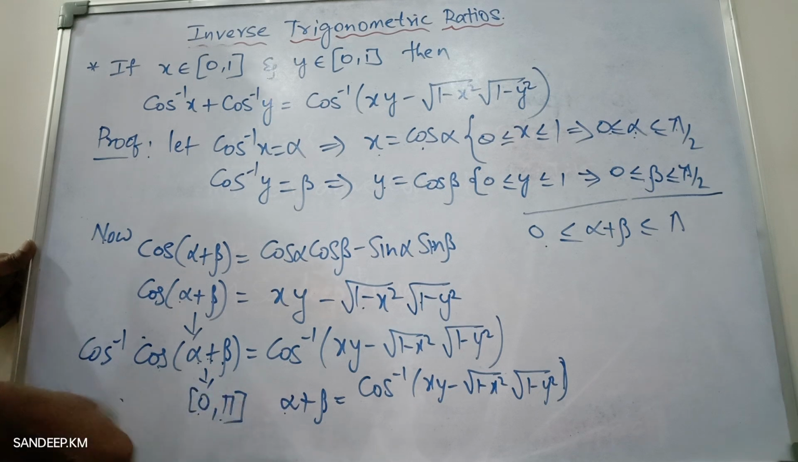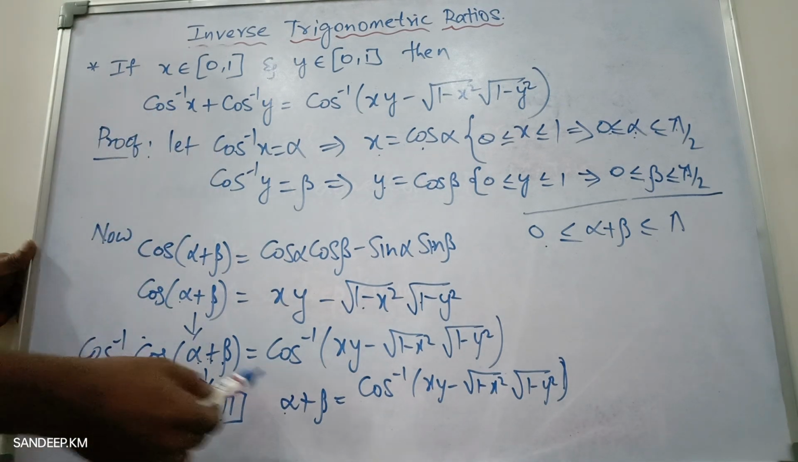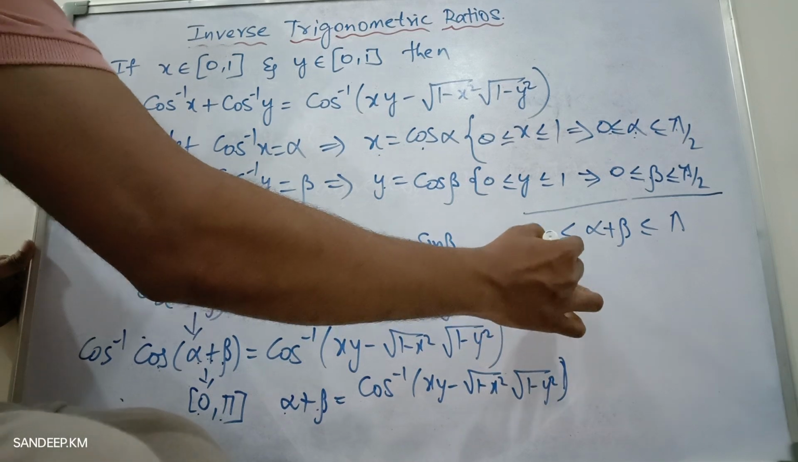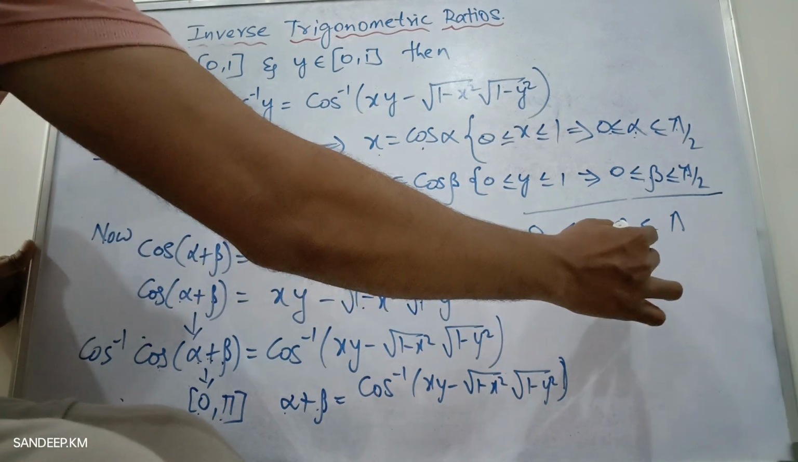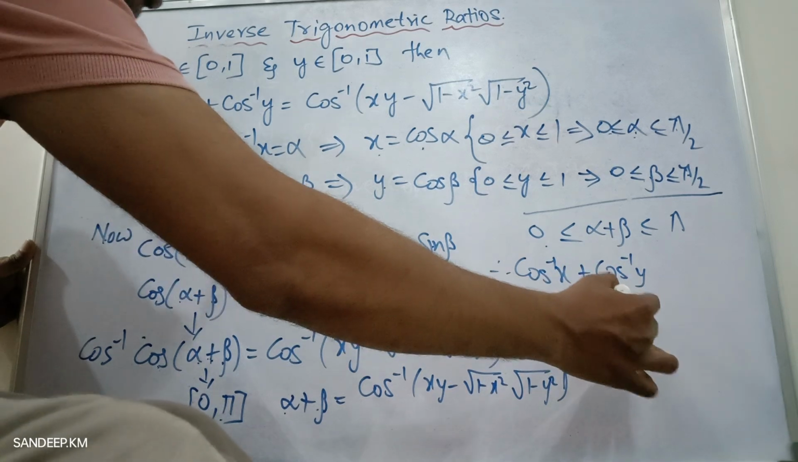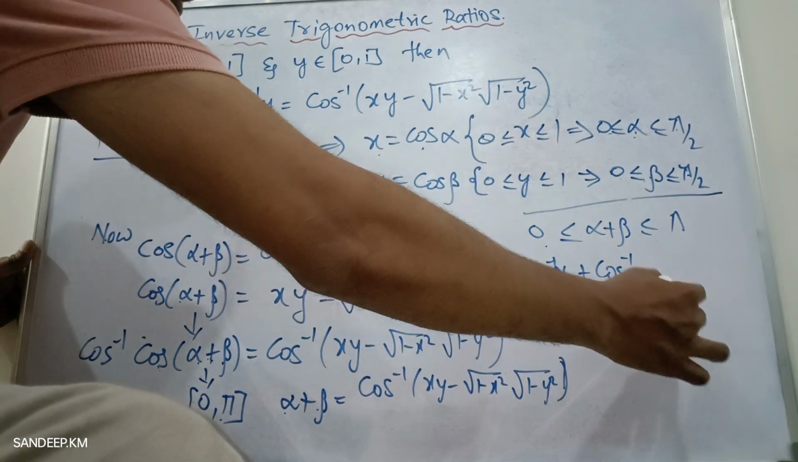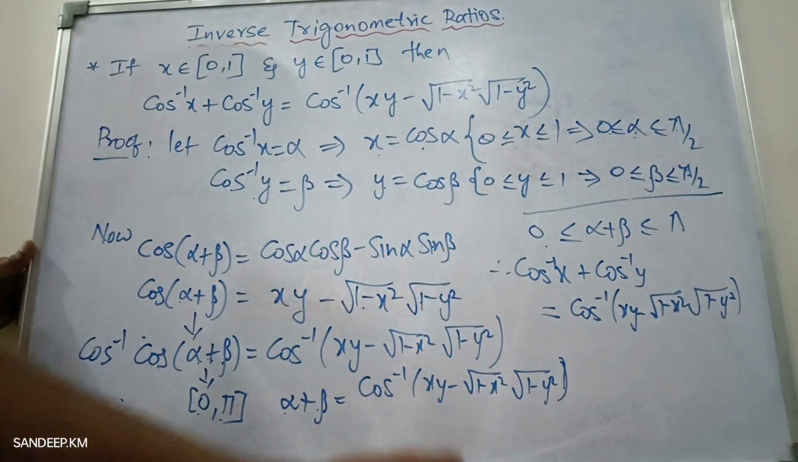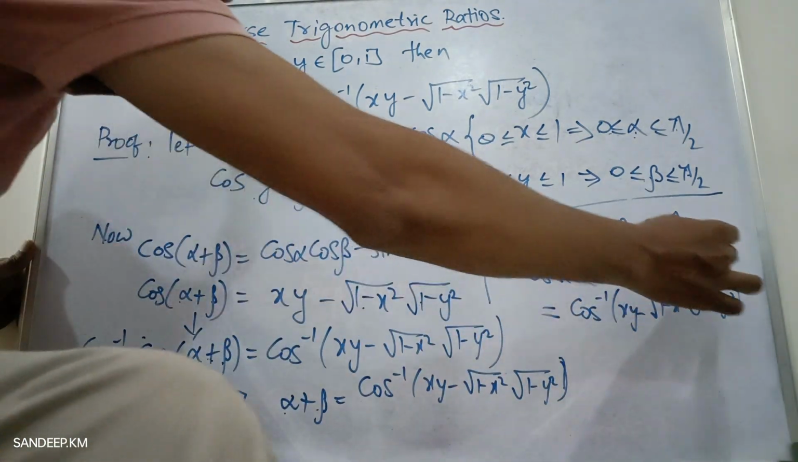So what is alpha? Alpha is cos inverse x. And what is beta? Beta is cos inverse y. So therefore, cos inverse x plus cos inverse y is equal to cos inverse of xy minus root of 1 minus x square into root of 1 minus y square. That's it. Very easy proof.